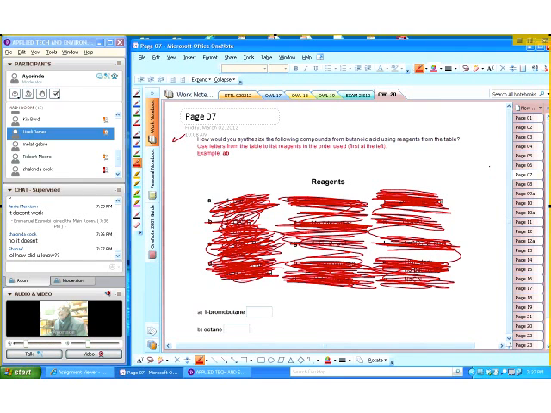Okay. How will you synthesize the following compounds from butanoic acid using reagents from the table below? Forget the reagents from the table below. You have to make this. We also have to make this. Okay, so let us start. They want us to make, starting from butanoic acid, 1-bromobutane.